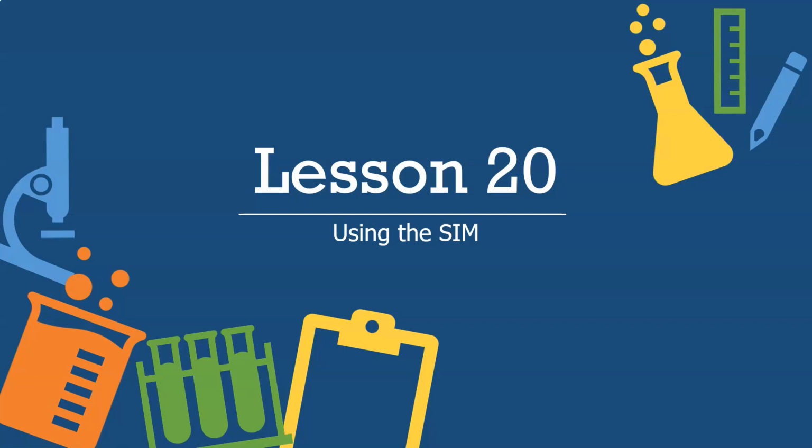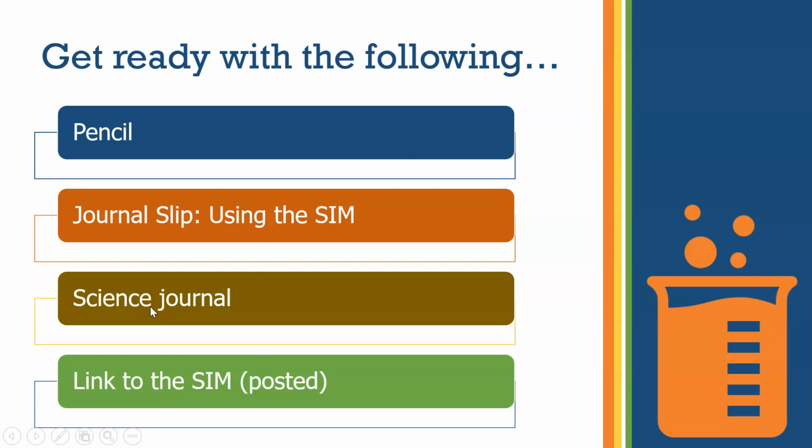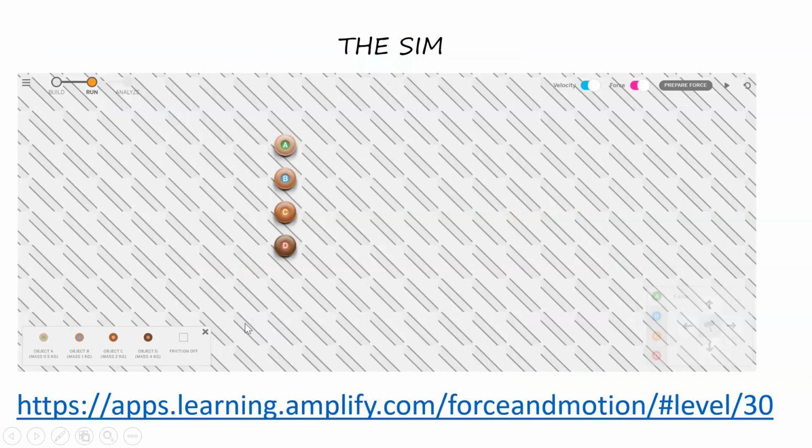Today, in Lesson 20, we're going to use a computer simulation and continue gathering evidence that will help us answer the question, if the same strength force is exerted on two objects, why might they be affected differently? You need your pencil, today's journal slip, your science journal, and the link for the simulation that's also posted on your journal slip. Today's sim is very helpful because it can show you the exact velocity measurement.